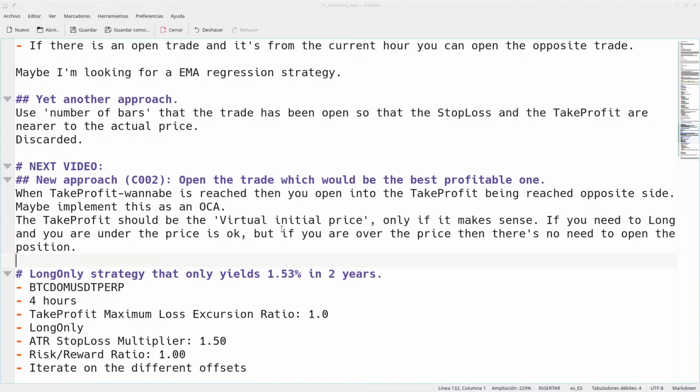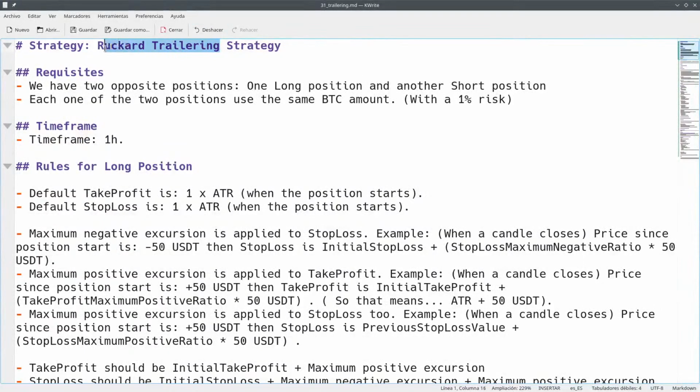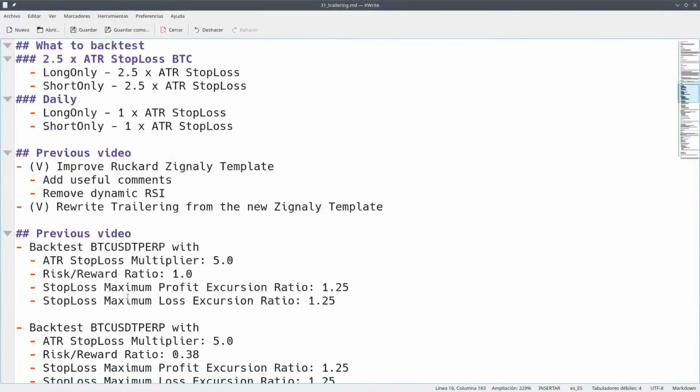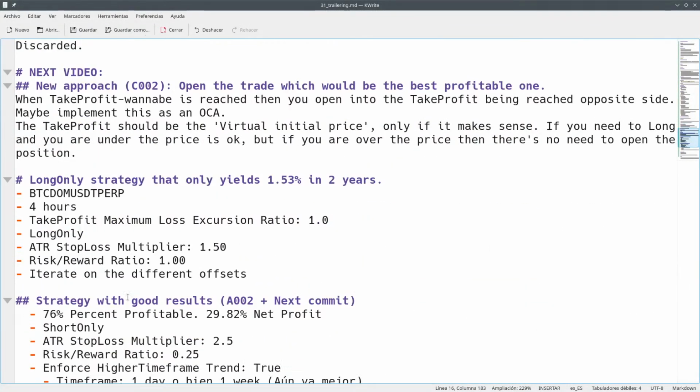Welcome back. So this is Ruckard Trailering strategy part 8. Today we are going to use another approach based on C2. When the take profit wannabe is reached, then you go the other way around.